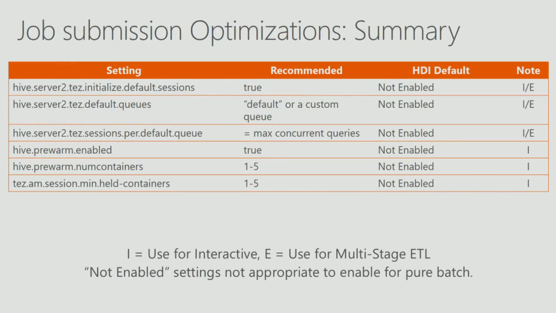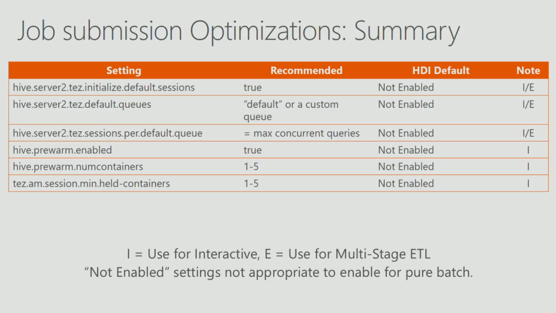And so here are some settings that we recommend. The first three, which we talked about, are the persistent ones. You should just set it to true. The queue should be set to default. And the sessions per default queue should be set to the max number of concurrent queries, which reflects basically how many users you expect to have in your system. The next one is pre-warm enabled. You should set it to true with the number of containers set to 5. And the last one is number of containers. You should just set it to like 1 to 5, because what it means is those are the containers which are always held and never given up.